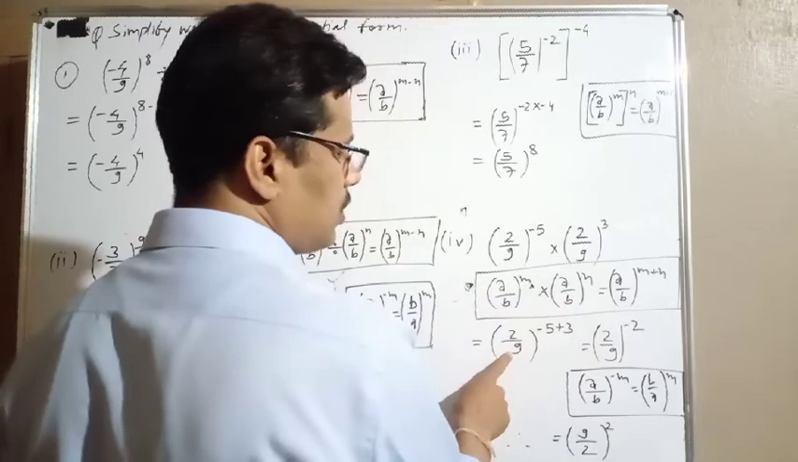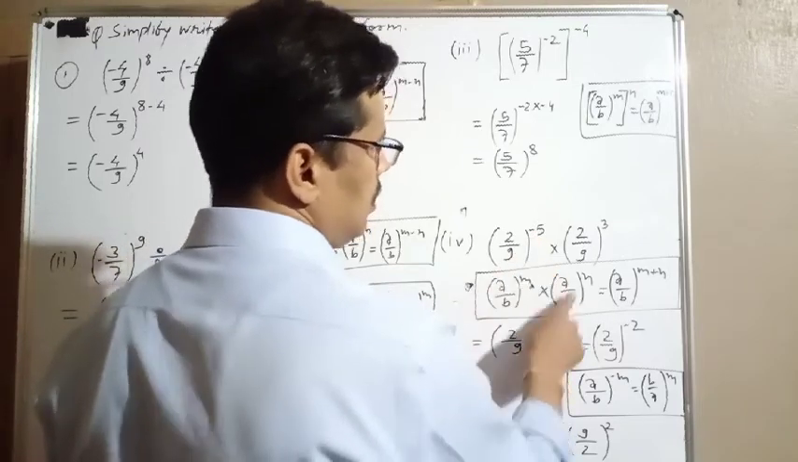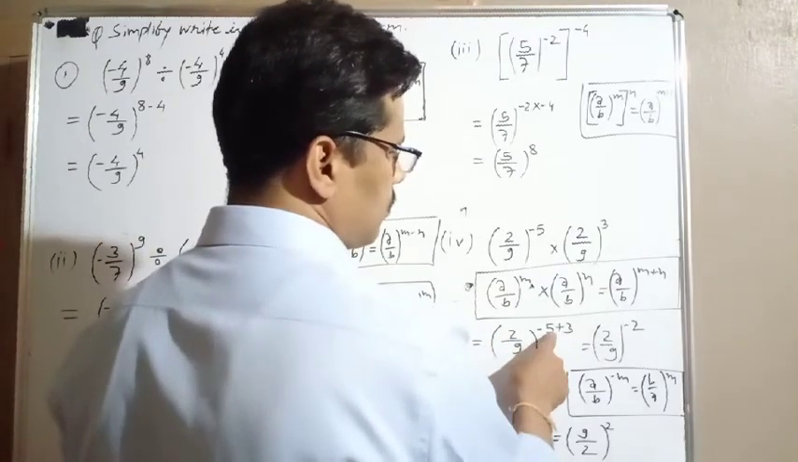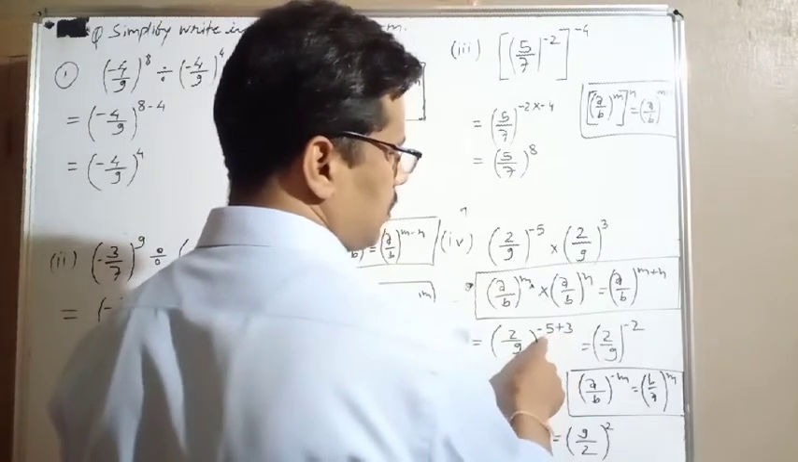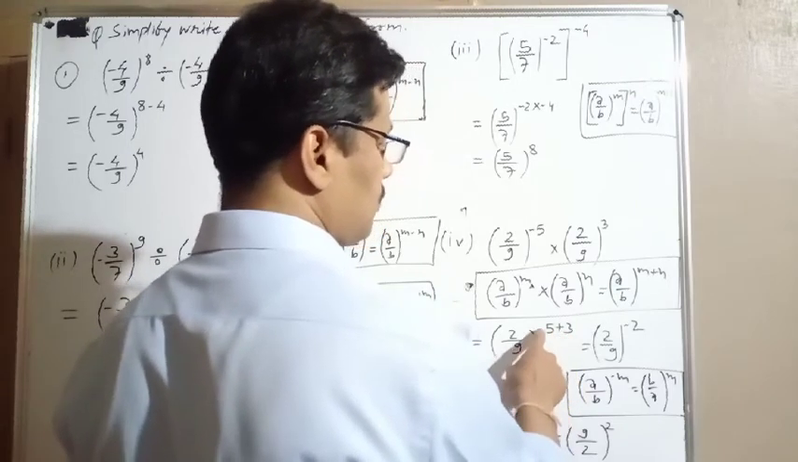So 2 upon 9 we have written one time, with powers minus 5 plus 3. Now here you can subtract because both numbers have opposite signs. When you subtract 3 from minus 5, you get minus 2.